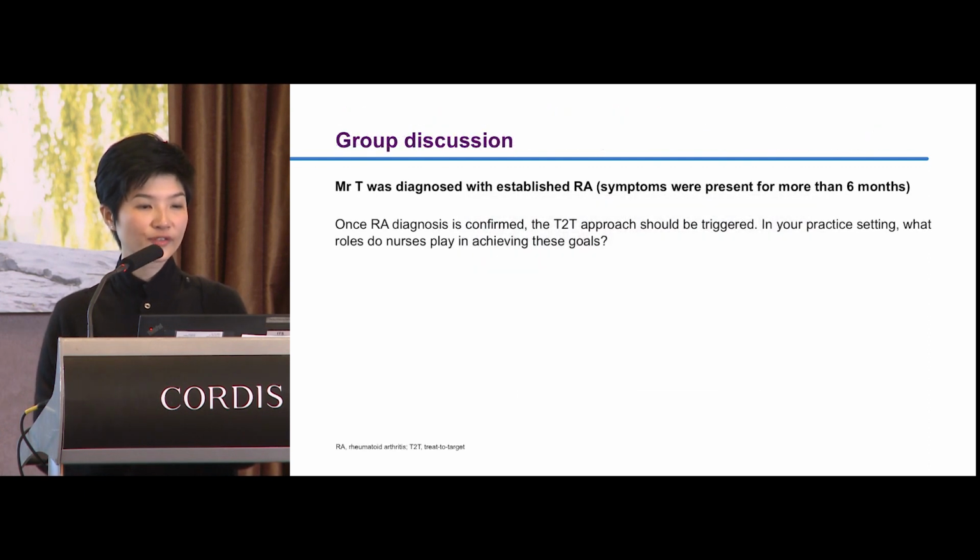So here we come to the first set of questions. Mr. T was diagnosed with established RA. Symptoms were present for more than 6 months. And the question is, once RA diagnosis is confirmed, the T2T approach should be triggered. In your practice setting, what roles do nurses play in achieving this goal? Then we'll start our group discussions, and we'll go through the story bit by bit.